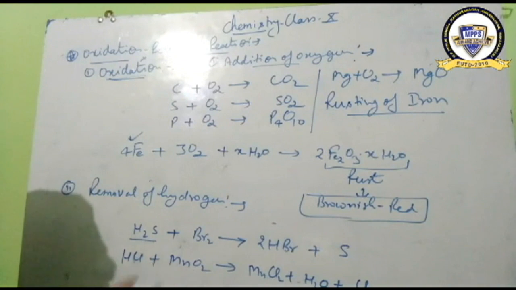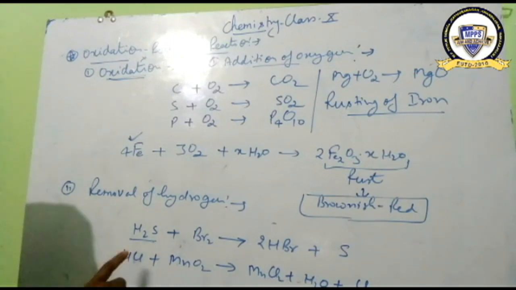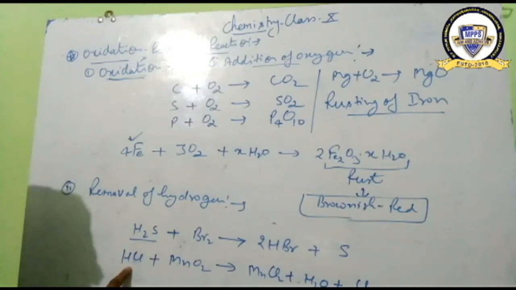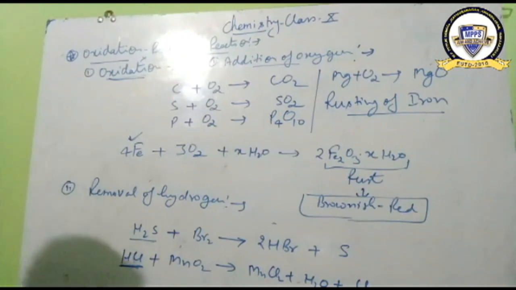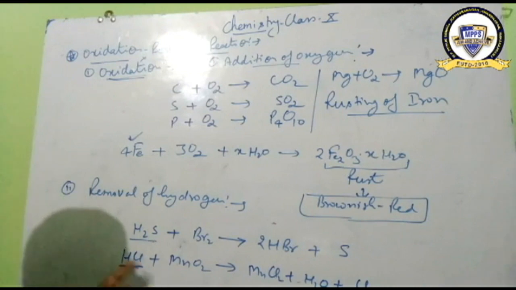Here, in the presence of manganese oxide, the removal of hydrogen from hydrochloric acid takes place. The removal of hydrogen from HCl takes place. It means oxidation of hydrochloric acid takes place. Here hydrogen is removed, meaning oxidation of H2S, and here hydrogen is removed from HCl, meaning oxidation of hydrochloric acid takes place.